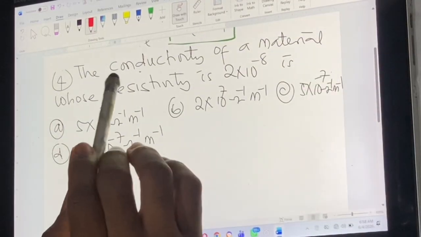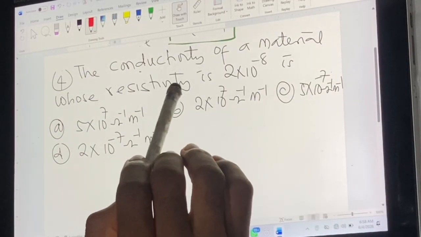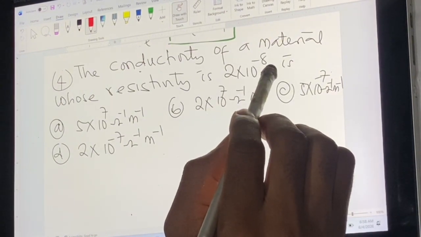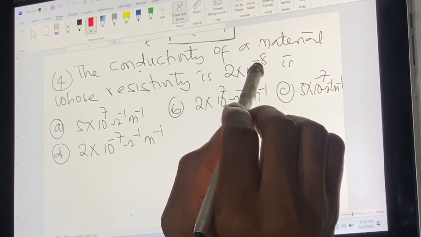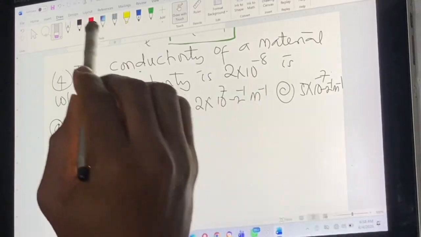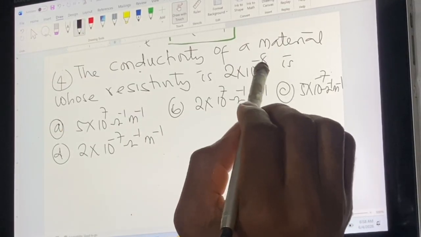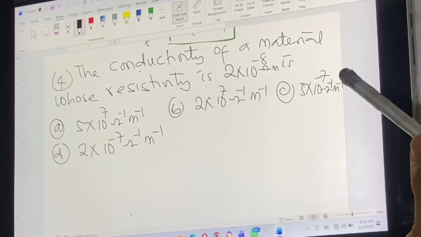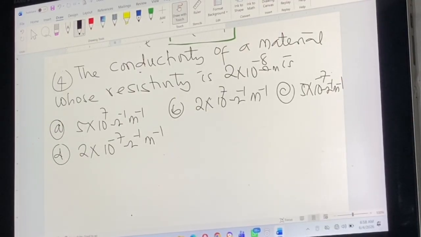The next question: the conductivity of a material whose resistivity is 2 times 10 to the power minus 8 ohm meter. Okay, you can correct this here, the unit is very important, that is ohm meter. So we are given options here. Please, I want you guys to do something here. Just solve it, tell me the right option, and also tell me the department you are aspiring for. Very important, okay?